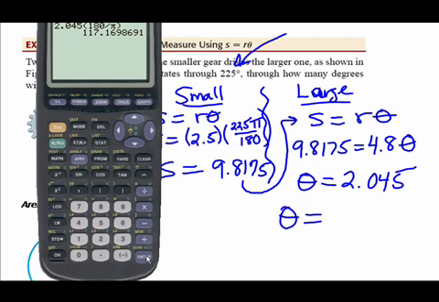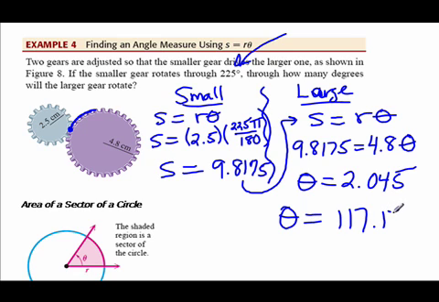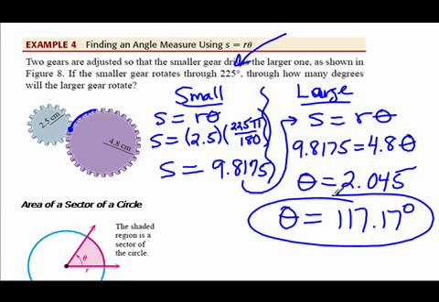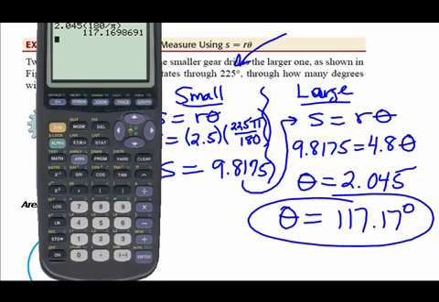So we get 117.17 degrees. There's our solution. So by rotating the smaller gear 225 degrees, that causes the larger gear to rotate 117.17 degrees. Go back. Can you click that calculator again? Sure.